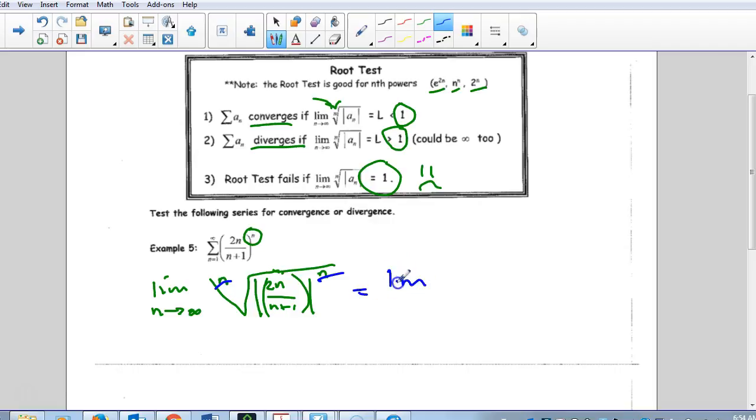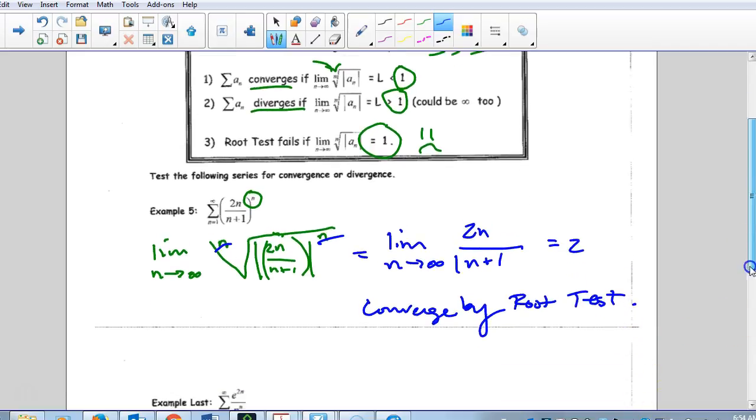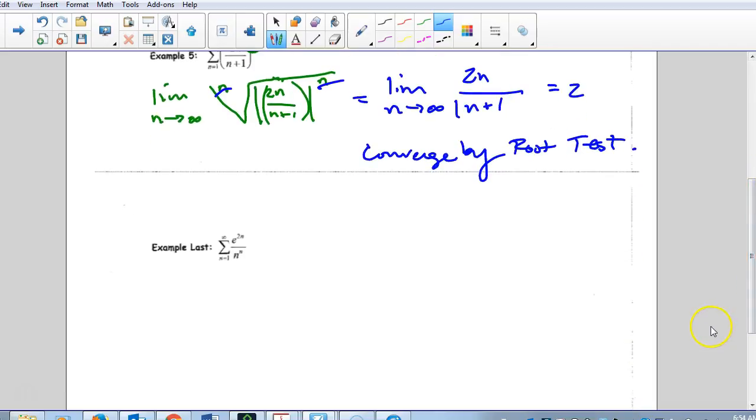And do the limit again as n goes to infinity. So now I just have 2n over n plus 1. Whoa! Well, clearly that's just 2. So it is going to converge by the root test. Hokey, but fun. We just kind of made up a root and took it out. Okay?